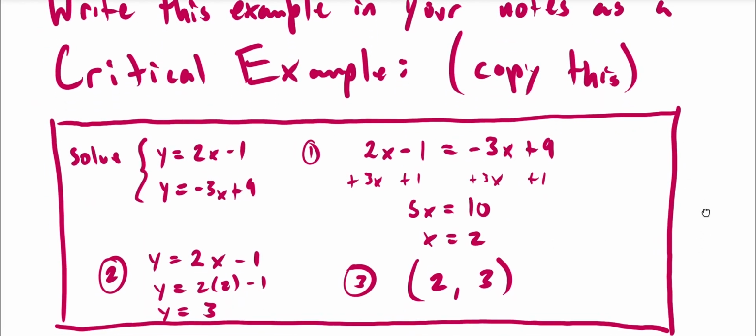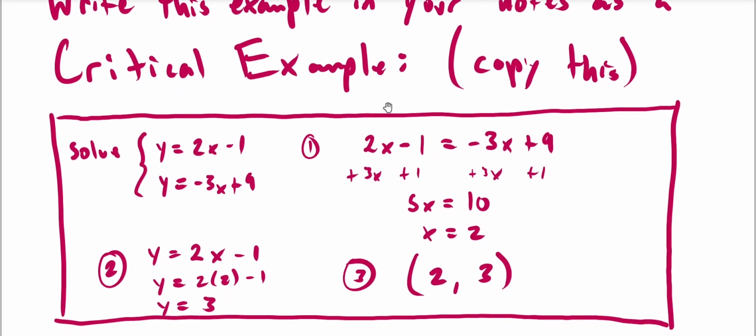So I want you to write this example down as critical notes. This is a critical example, shall we say. And I've streamlined it without a lot of the commentary. So let's say you wanted to solve this system. They're each set equal to y, so we could set them equal to each other. And then solving for x, we get x is 2. Plugging in that value of x, we get a value for y. And those two together are a solution to the system.